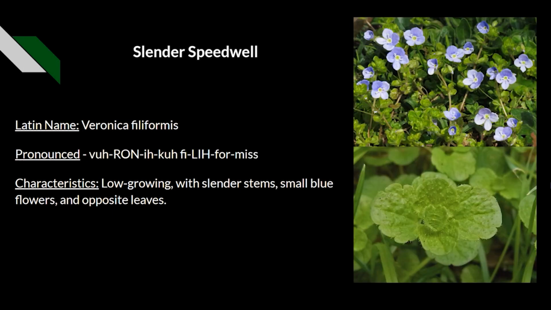The slender speedwell, which is one that also comes up quite often, which people forget about and don't realize what it actually is. This is also known as Veronica filiformis. Its main characteristics are that it's low growing with slender stems and small blue flowers, and its opposite leaves similar to the knotgrass.